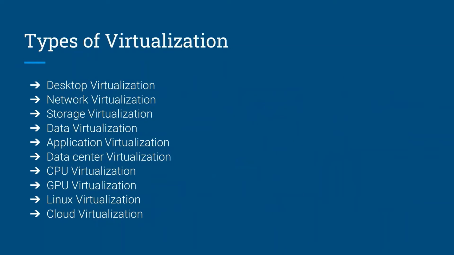So there are different types of virtualization. Virtualization includes desktop virtualization, network virtualization, storage virtualization, data virtualization, application and data center virtualization, CPU and GPU virtualization, Linux virtualization, and cloud virtualization.